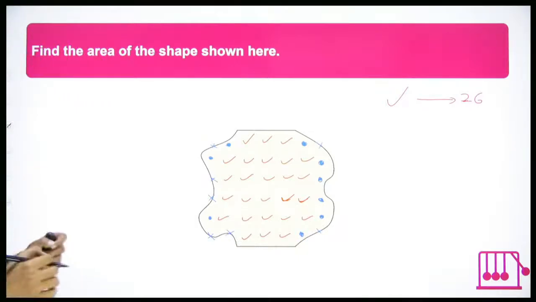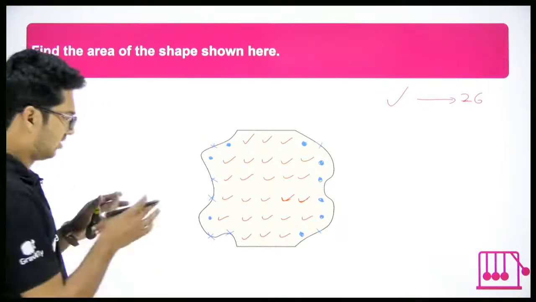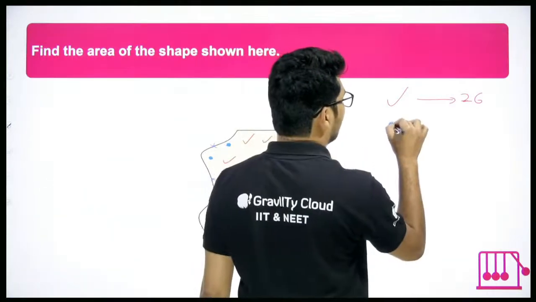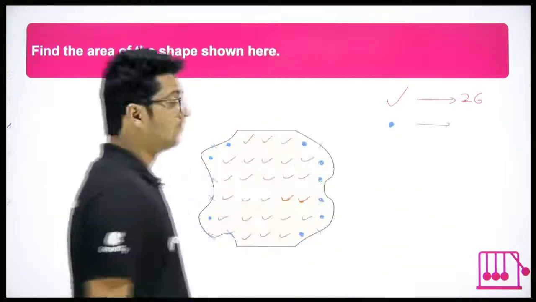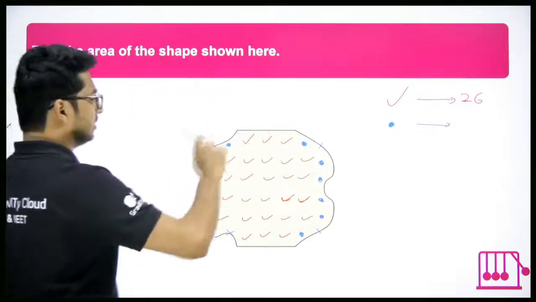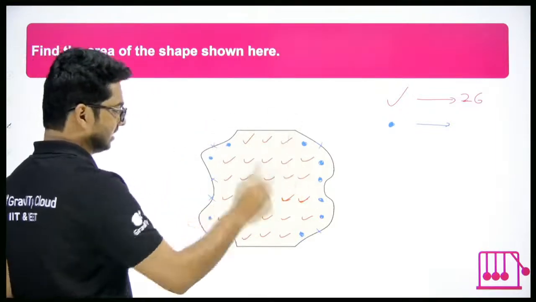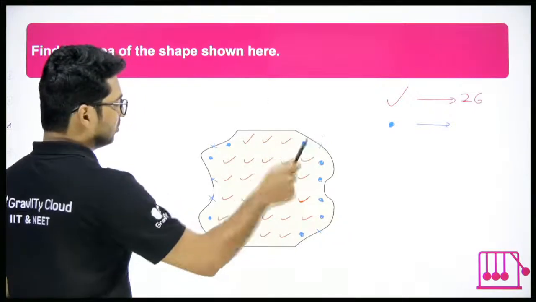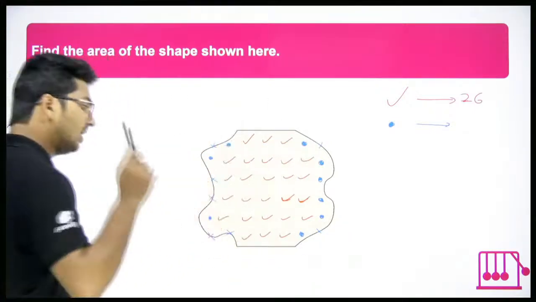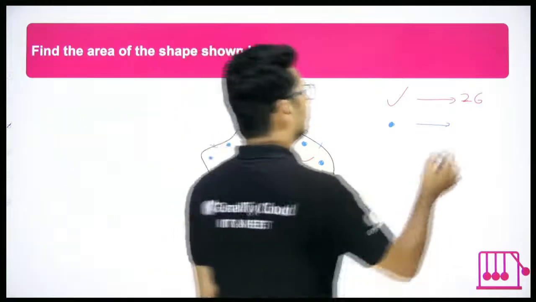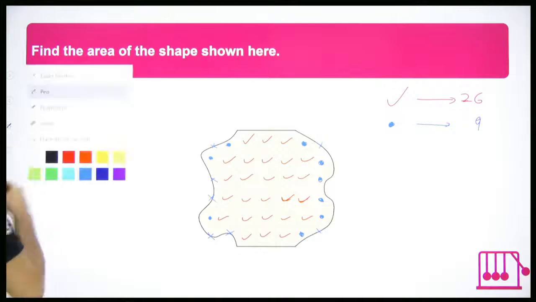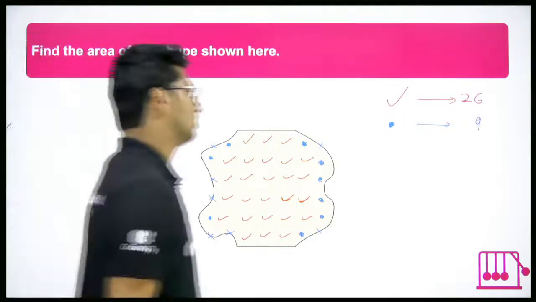Yes, so we covered all the squares, all the parts. Full squares we got as 26. Now let us count the more than half squares. 1, 2, 3, 4, 5, 6, 7, 8, 9. Let me count again. 1, 2, 3, 4, 5, 6, 7, 8, 9. So 9 more than half squares, and 26 full squares.